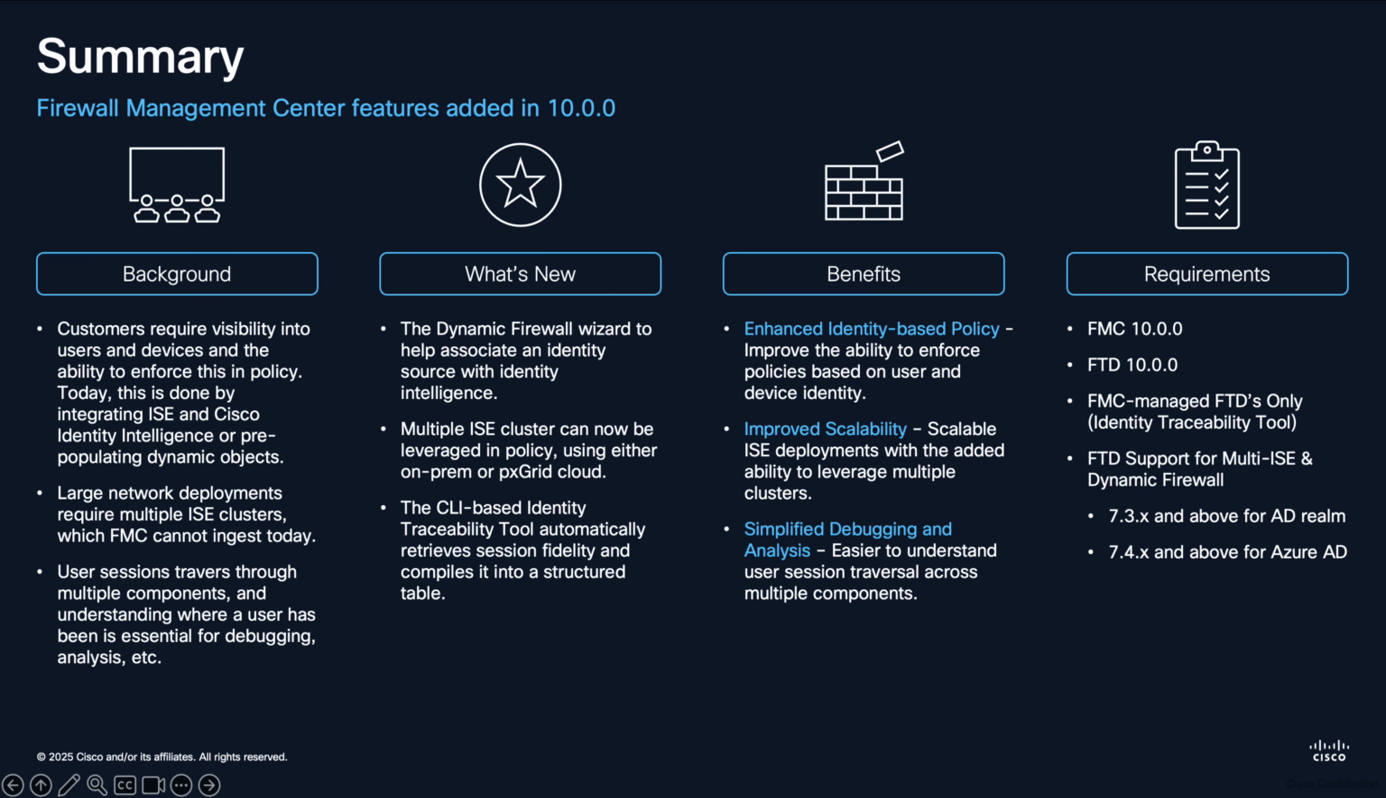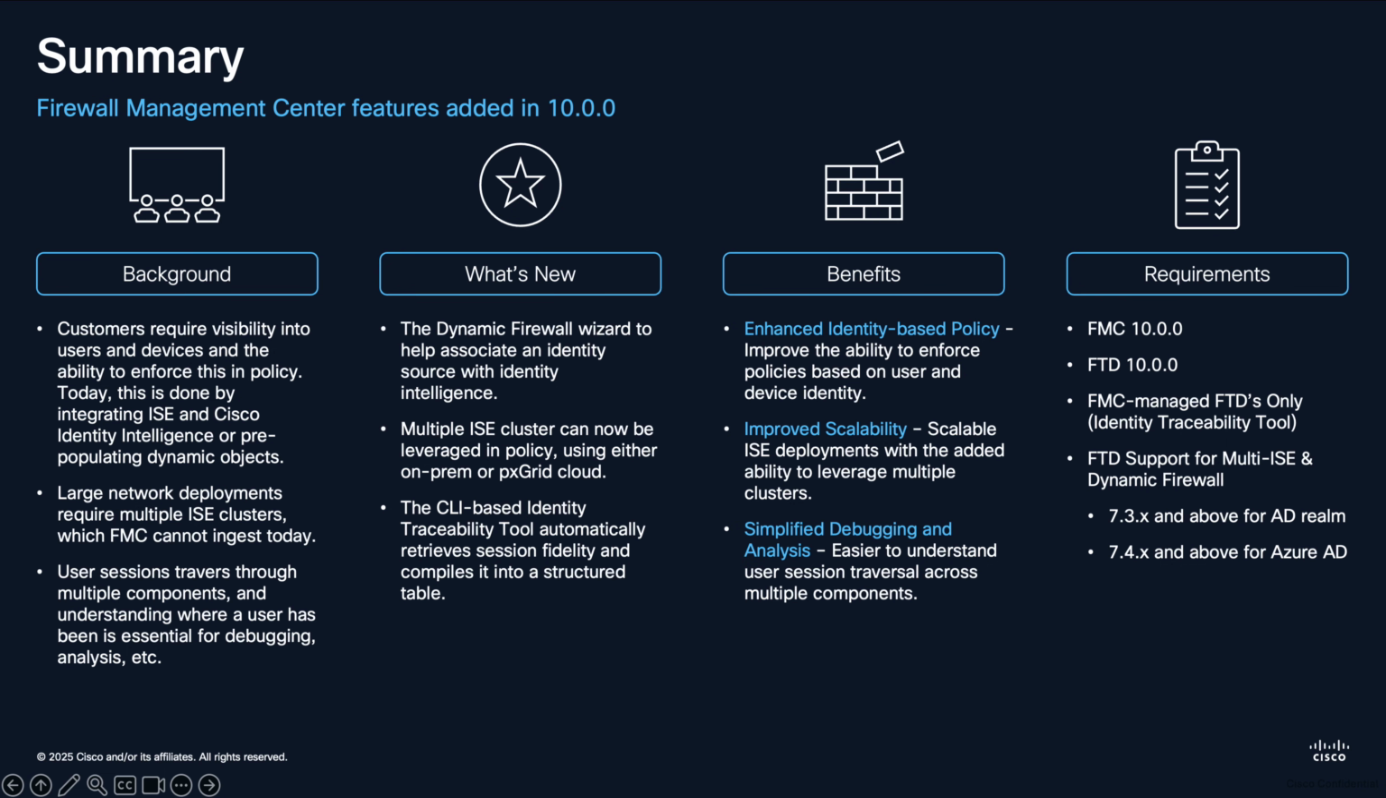We're introducing a dynamic firewall wizard to simplify associating identity sources with identity intelligence. A major update is the ability to leverage multiple ICE clusters in policy, whether they are on-premise or pxGrid cloud, to address a key scalability limitation. Additionally, we're providing a new CLI-based identity traceability tool that automatically retrieves session fidelity and compiles it into a structured, easy-to-read table.